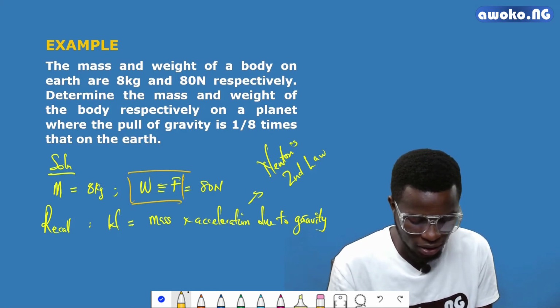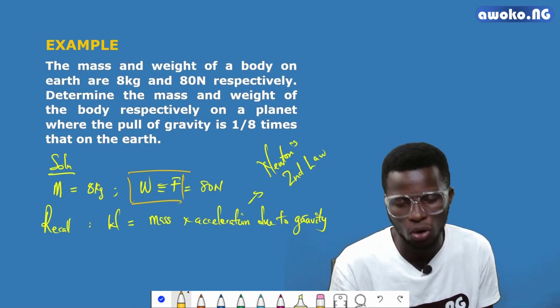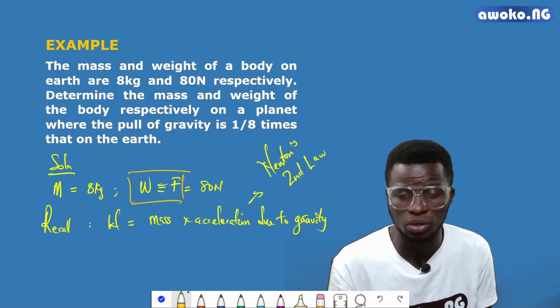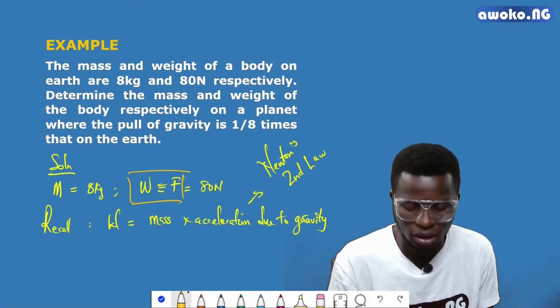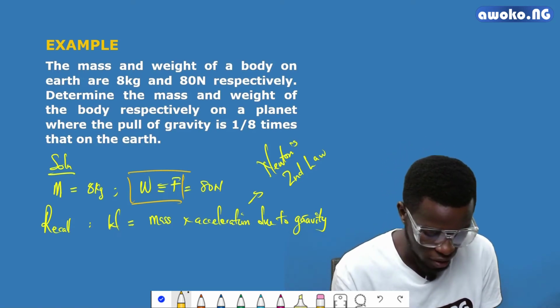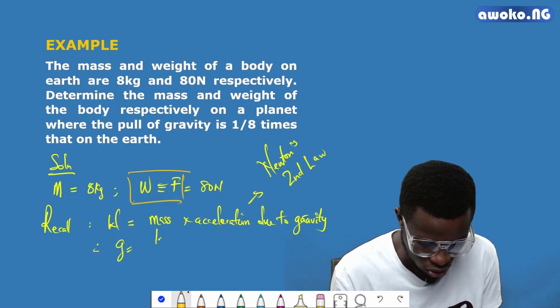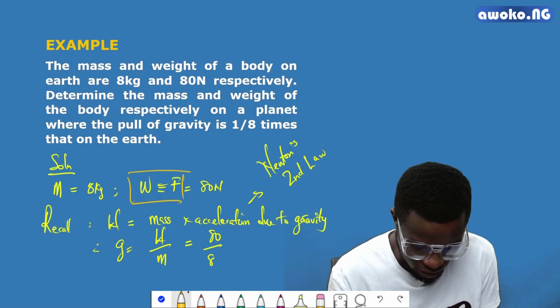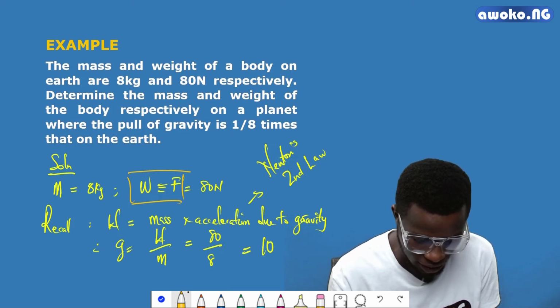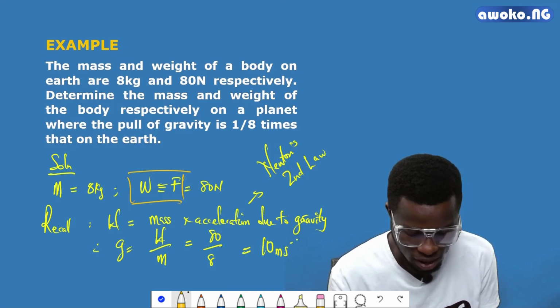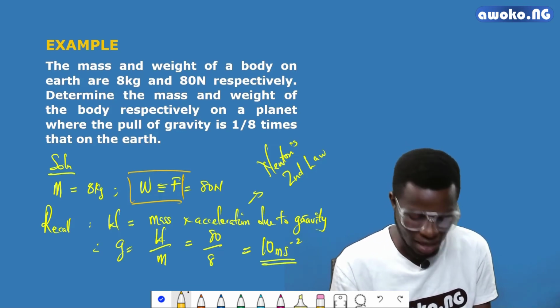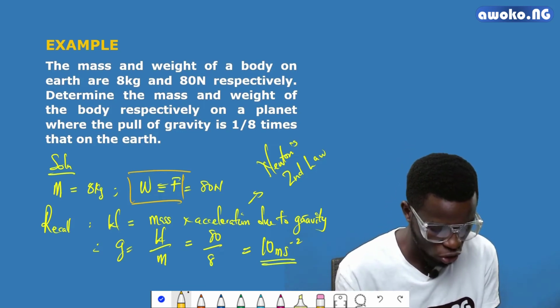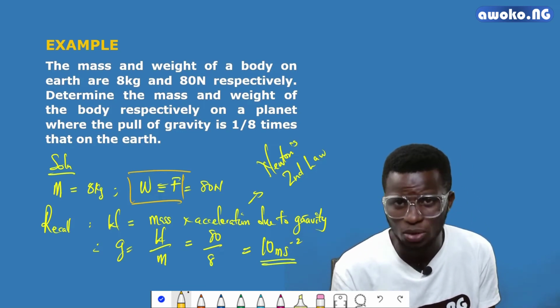Now, we know the mass, we know the force or the weight, but we don't know the acceleration due to gravity. So we can compute the acceleration due to gravity from here. Therefore, g is equal to W over m, which is equal to 80 over 8. And this gives us 10 meters per second squared as the acceleration due to gravity. Okay, is this what we are looking for?